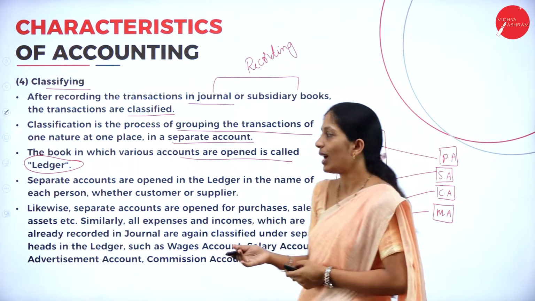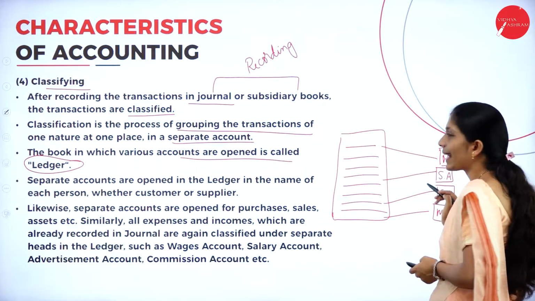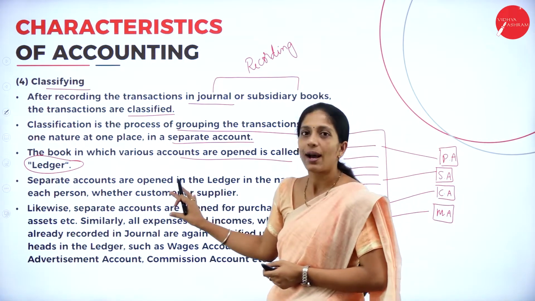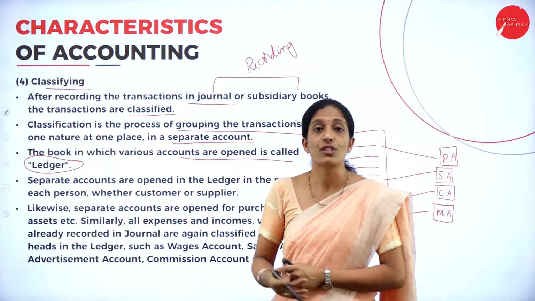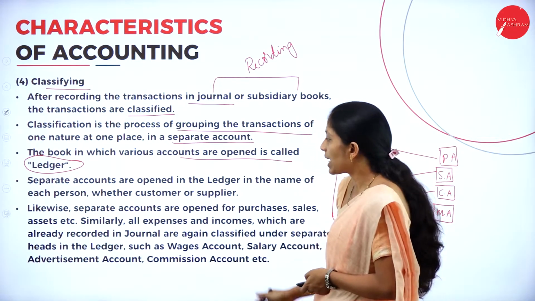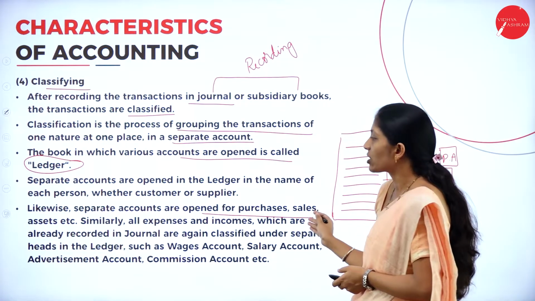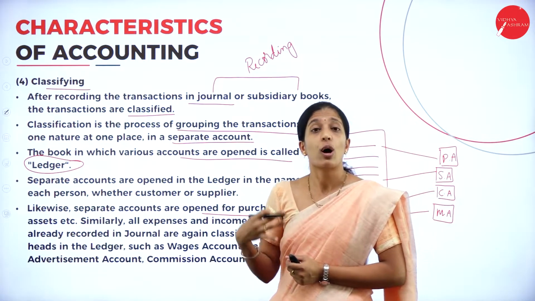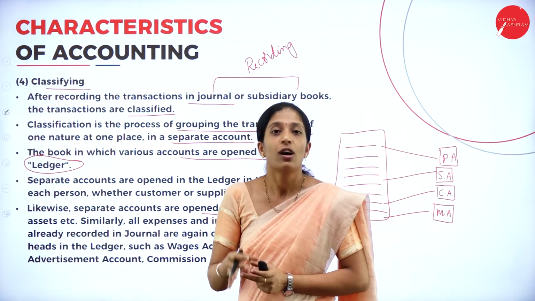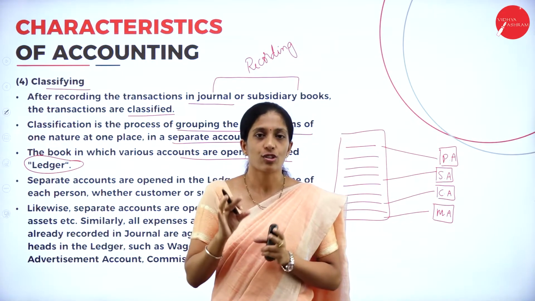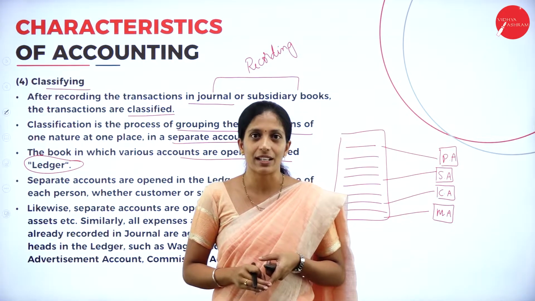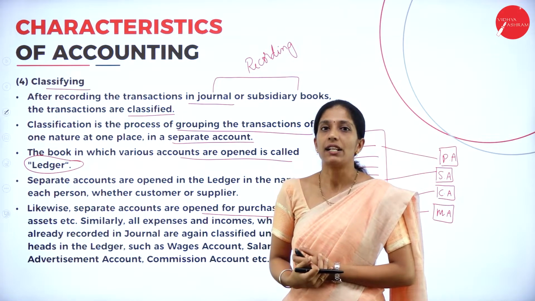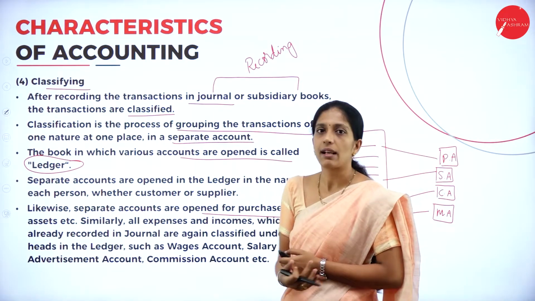So what we are going to do, as I have already told you, is classify the accounts depending upon their nature. Here we prepare separate accounts individually. Likewise, separate accounts are opened for purchases, sales, assets, etc. Similarly, all the expenses, incomes, losses and gains will be classified separately, in the stage of classifying, where we prepare the ledger accounts. So hope you are clear about classifying.